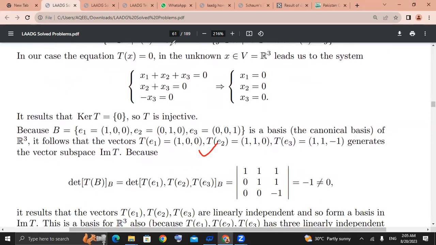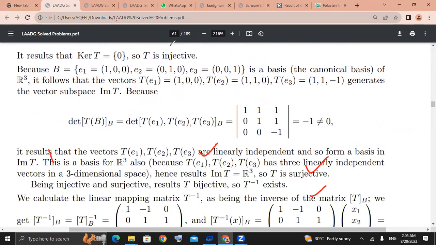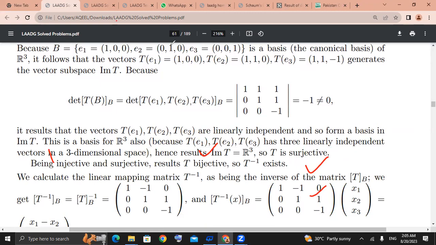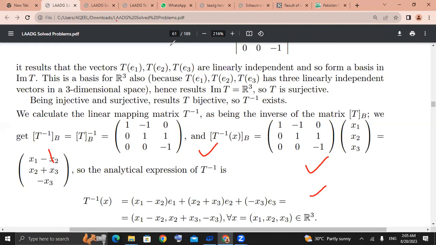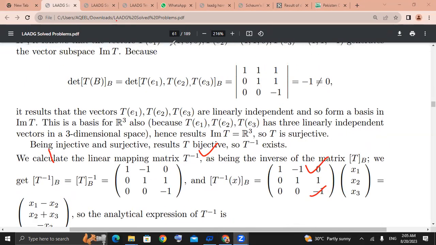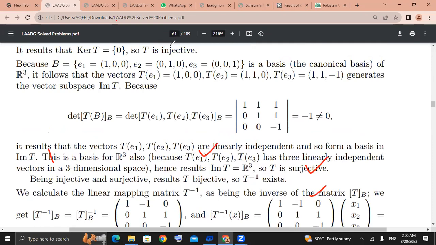In the second one, he makes the matrix and takes its determinant, which is -1, so it's also injective, and it's surjective, so its inverse exists. And how can we make its inverse? We just take the inverse of this matrix.